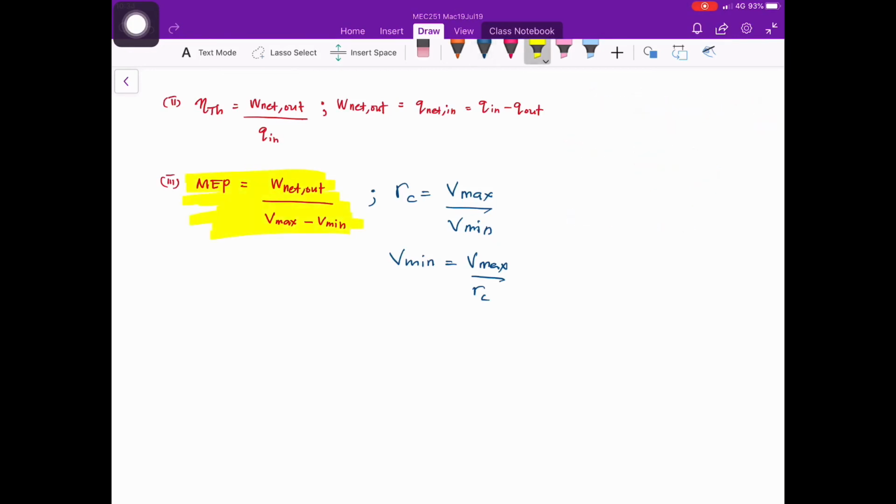For the mean effective pressure, it can be determined by using the formula of work net out divided by volume max minus volume min. The value for the work net out can be determined by using this relation. The maximum volume has been given by this question. We're going to use the compression ratio formula to find the minimum volume for the cycle. Once we have all the required values, we can now calculate the mean effective pressure.